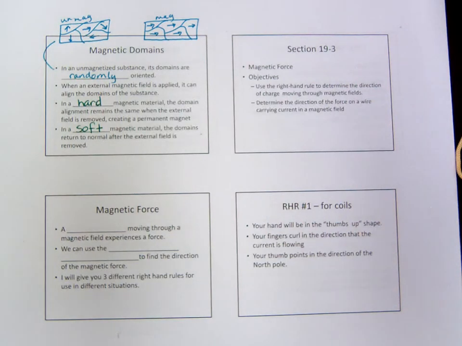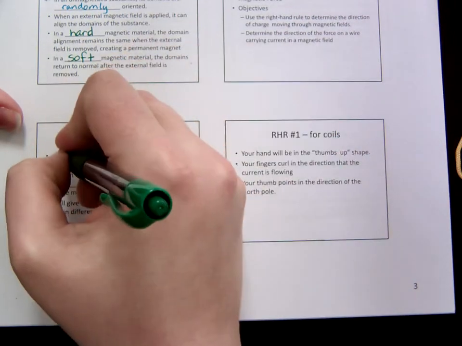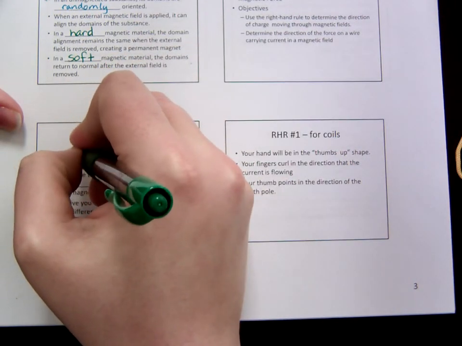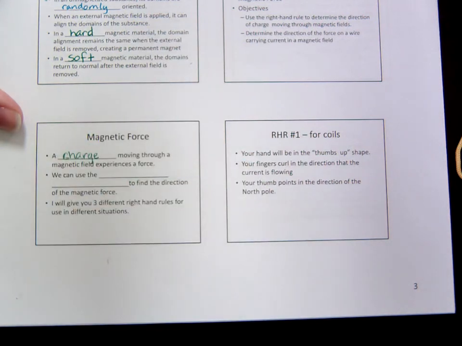In this video, we're going to be looking at magnetic force and how to determine the direction of that force using something called the right-hand rule. Now, we know that anytime we have a charge moving through a magnetic field, it's going to experience a force.